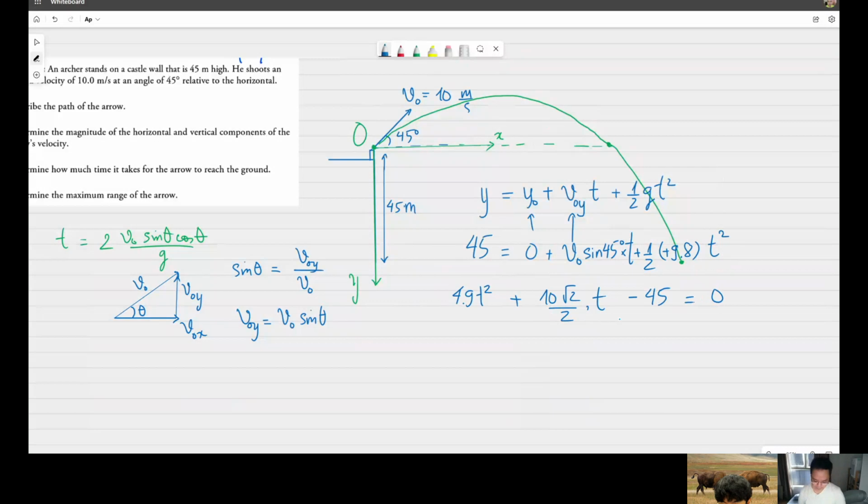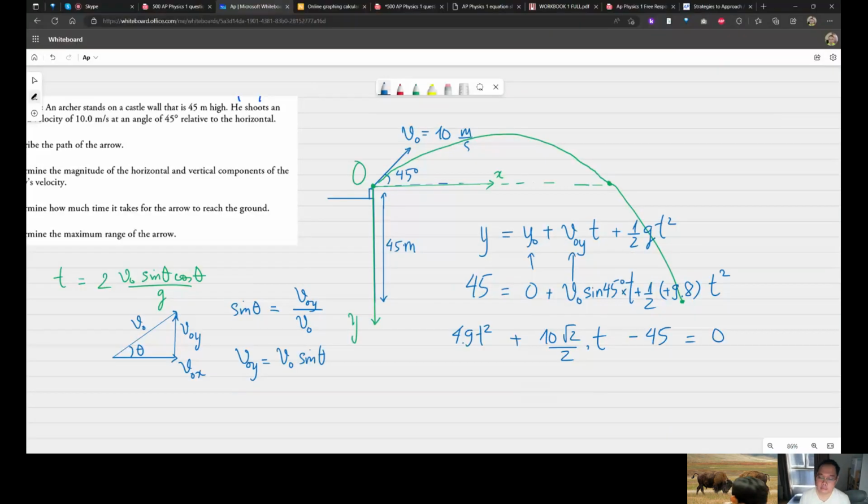We need to solve this quadratic equation. Can you do that with your calculator? Yes. Okay, so please do that. You can use the calculator to find the solution of the quadratic equation, or use the discriminant.